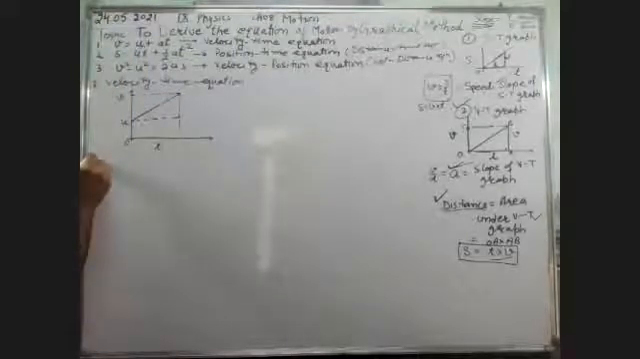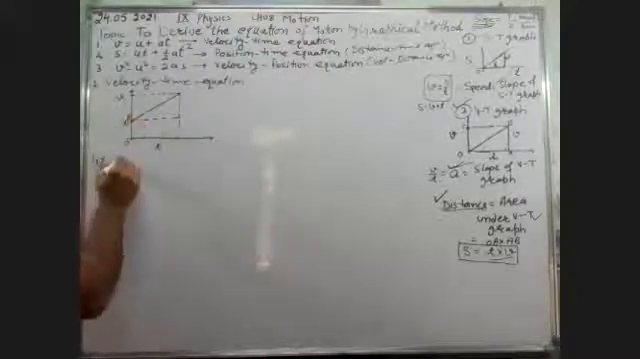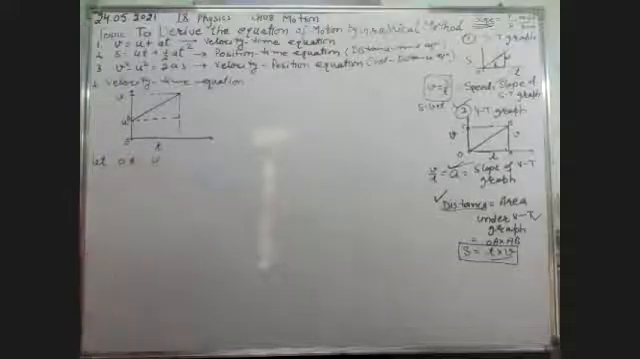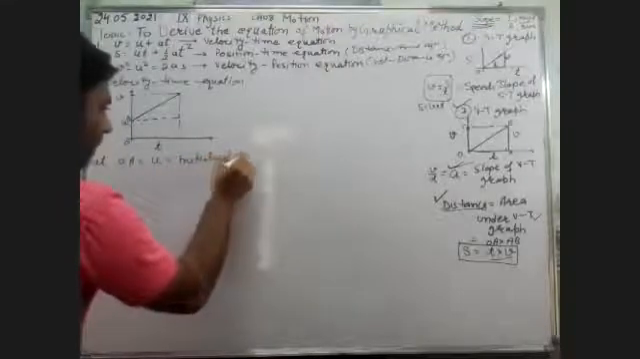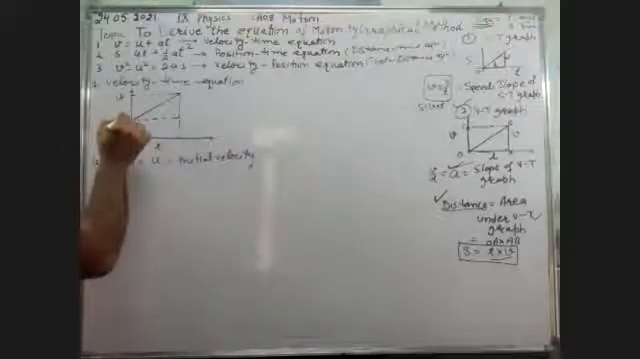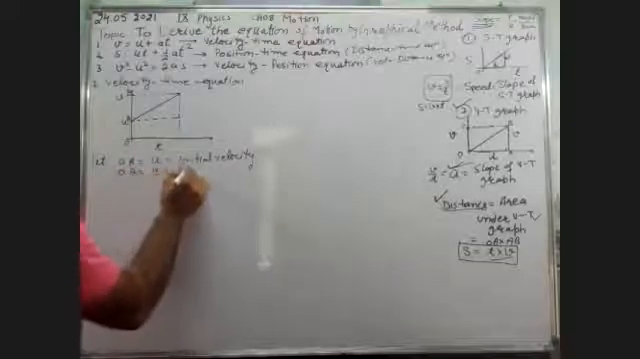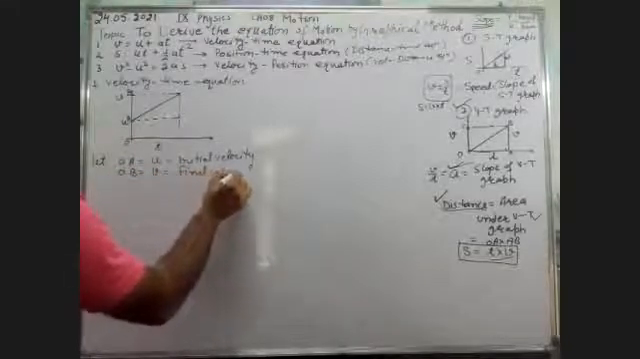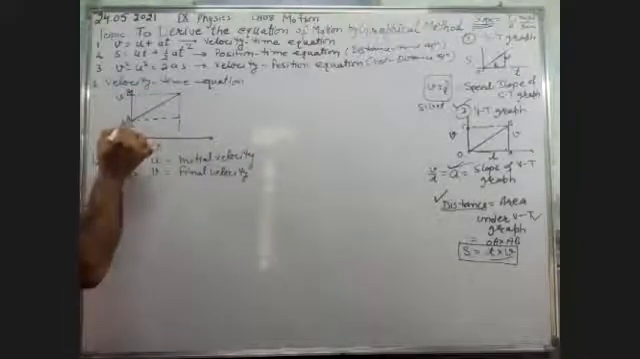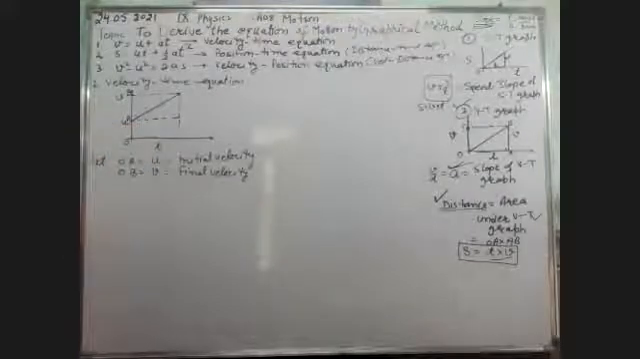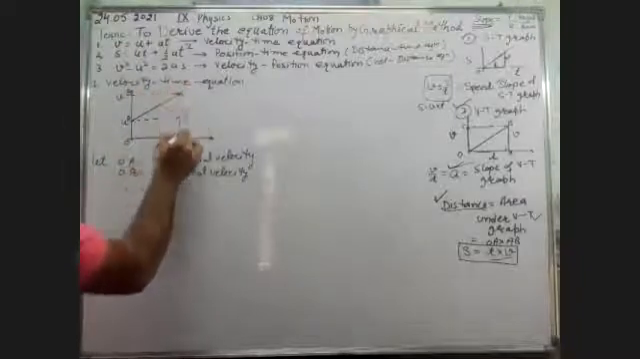Let this be O and this be A. What is OA? OA is equal to u, the initial velocity. Let OB be V. What is V? Final velocity. Students, we are just using the velocity time graph when an object has some initial velocity u. Let the points be O, A, B, C, D, and E.